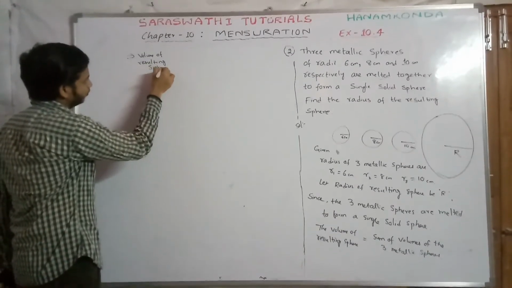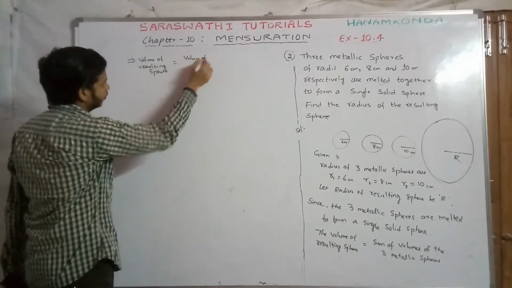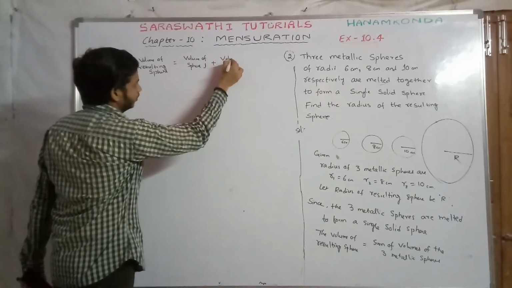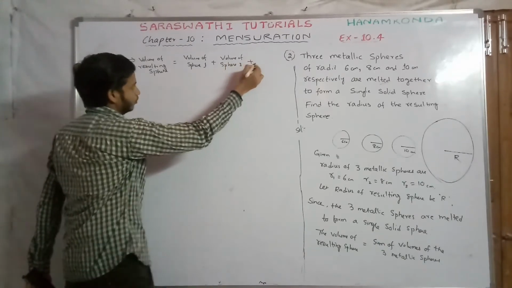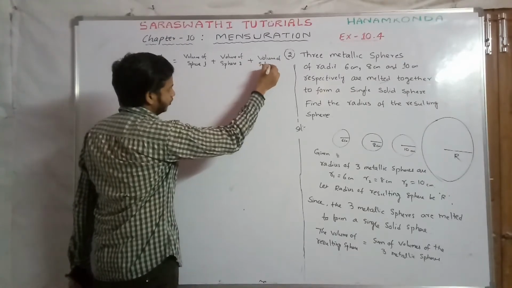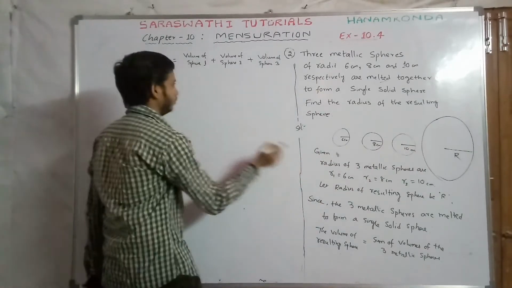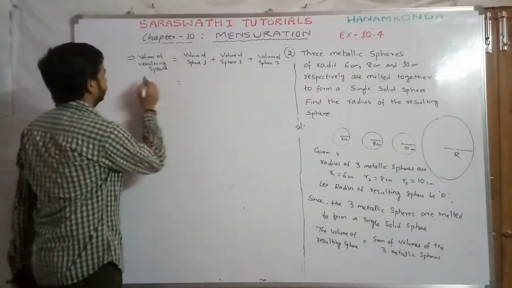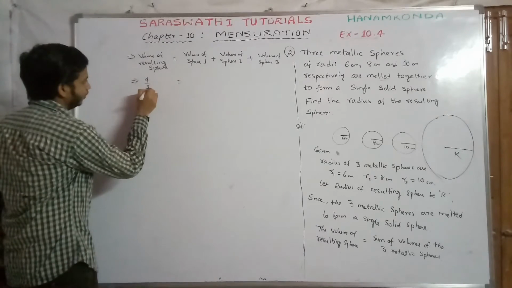So the volume of the resulting sphere equals the volume of sphere 1 plus the volume of sphere 2 plus the volume of sphere 3. Okay, so we know that the volume of a sphere formula is 4 by 3 pi r cube.